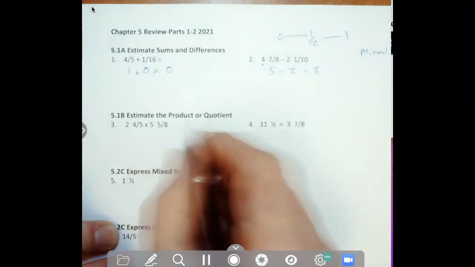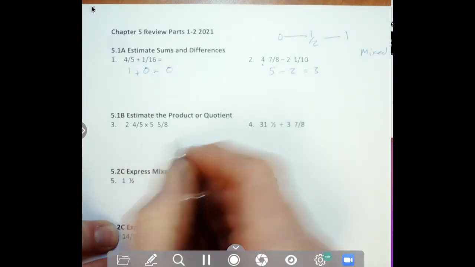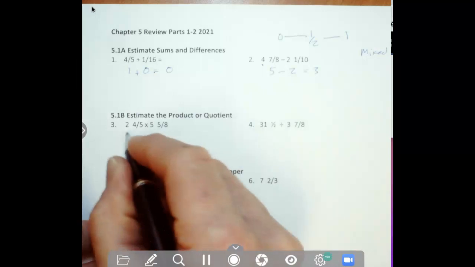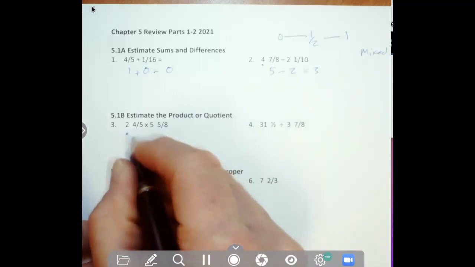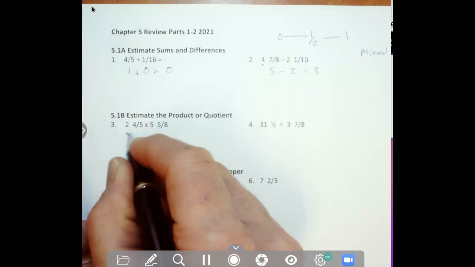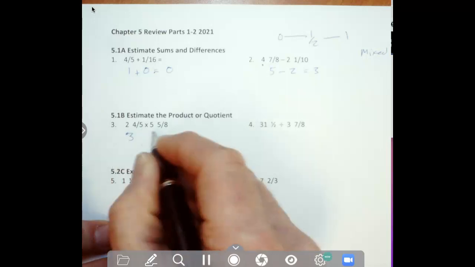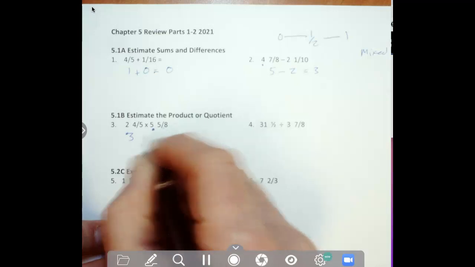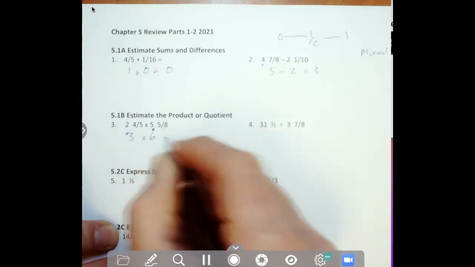Estimating products or quotients, same thing, same rules, we're just multiplying. 2 4/5, is it closer to 2 or 3? Well, it's 4 out of 5, that's almost a whole pie, so it's closer to 3. And times 5 5/8, well, 5/8 is more than a half, so it's really times 6. 3 times 6 is 18.